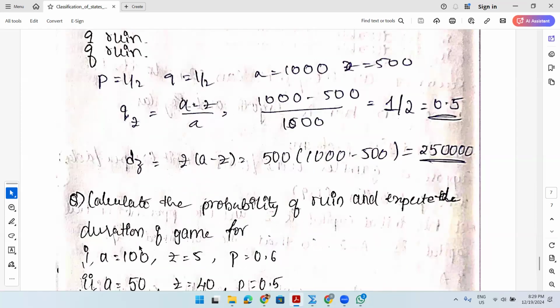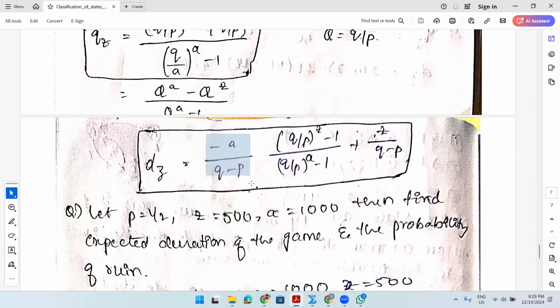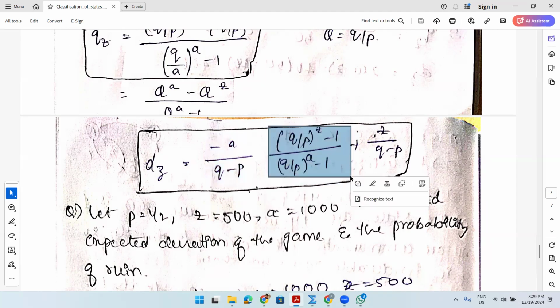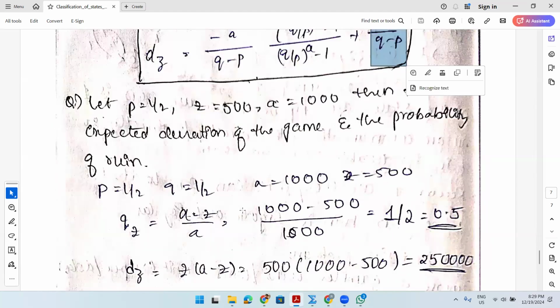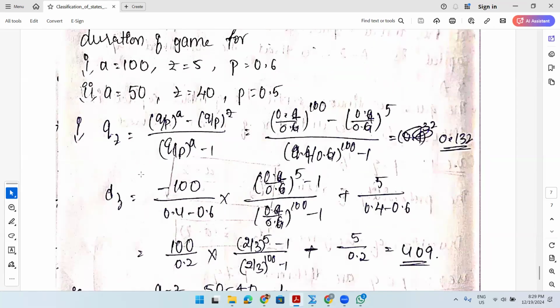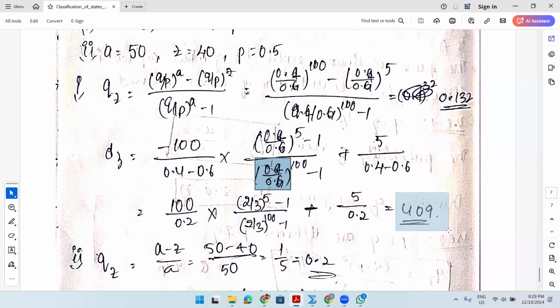And DZ, what is the DZ formula? Just as I told you: minus A by (Q minus P) into (Q by P power Z minus 1) by (Q by P power A minus 1), plus Z by (Q minus P). So first write this one: total A, and the gambler has 5 rupees. Denominator the same, 0.4 minus 0.6, that is Q minus P. In the middle, Q by P power Z minus 1 over Q by P power A minus 1. Q by P is 0.4 by 0.6 power 5 minus 1 over 0.4 by 0.6 power 100 minus 1. So substituting, you get the answer 409.